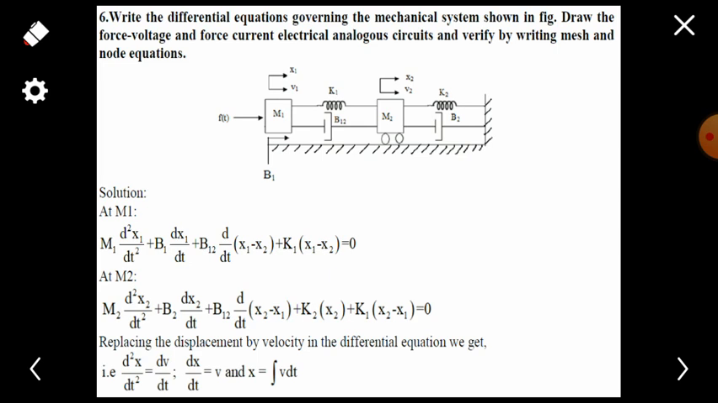So we directly write the equation as m1 into d square x1 divided by dt square plus b1 into dx1 divided by dt plus b12 into d divided by dt of x1 minus x2 plus k1 into x1 minus x2 equals 0, because there is no applied force on mass 1, so we consider it as 0 here. For mass 2, we write the differential equation as m2 into d square x2 divided by dt square plus b2 into dx2 divided by dt plus b12 into d divided by dt of x2 minus x1 plus k2 into x2 plus k1 into x2 minus x1 equals 0. Replacing the displacement by velocity in the differential equation, we get d square x divided by dt square as dv divided by dt, dx divided by dt as v, and x equal to the integral of v dt.